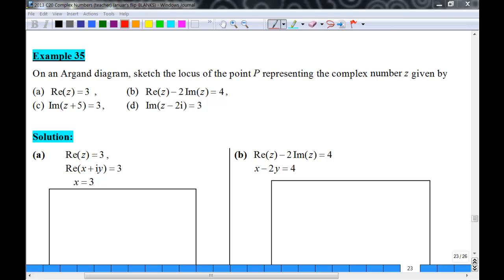Alright, let's take a look at example 35. We'll start with 35a.